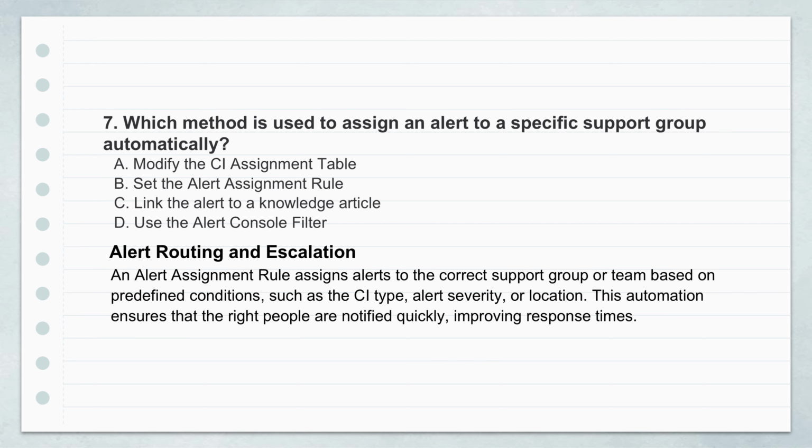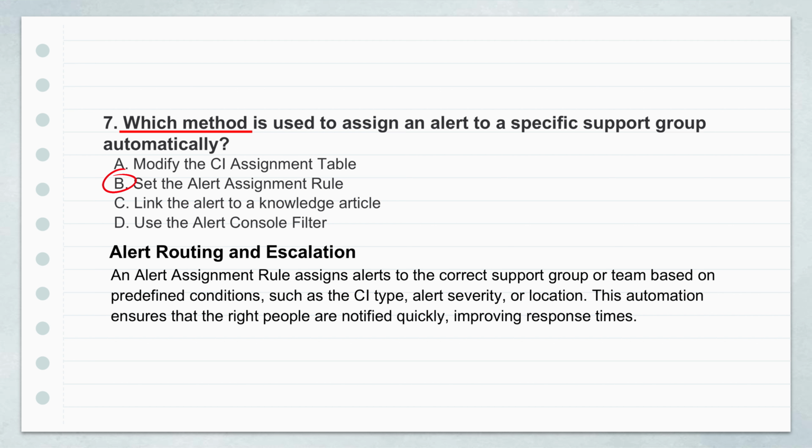Definitely. Question 7. Which method is used to assign an alert to a specific support group automatically? The answer is B. Set the alert assignment rule. Why automate this? What's the game? Speed, mostly. Yeah. And accuracy. Alert assignment rules let you set up logic, like if the alert is about a database CI, assign it to the DBA group.